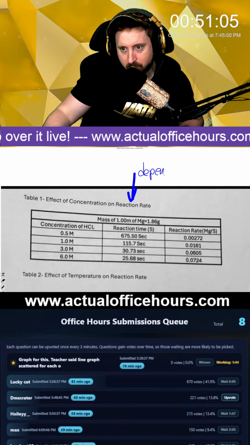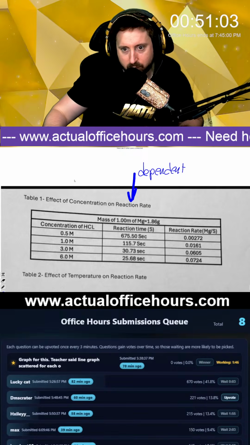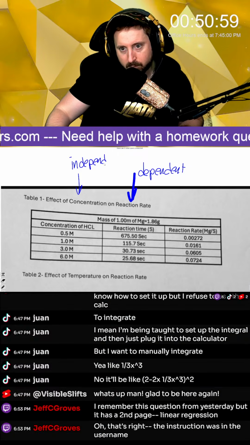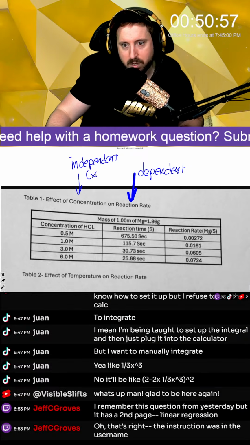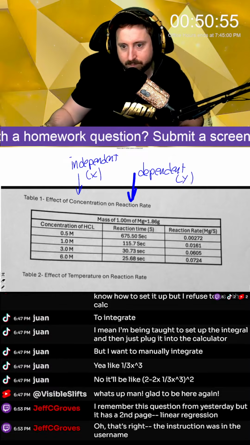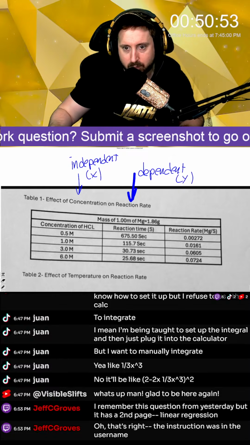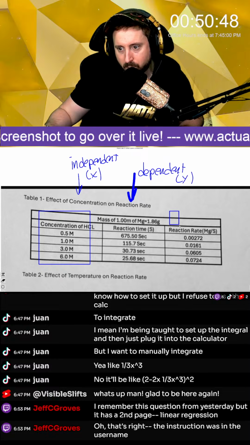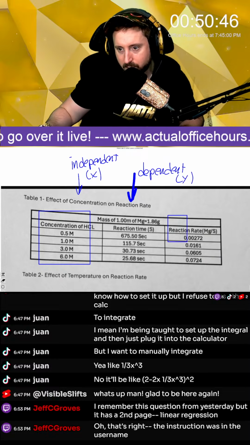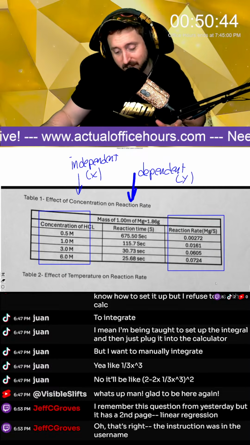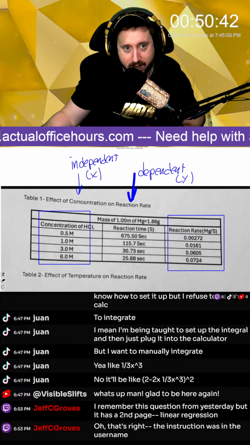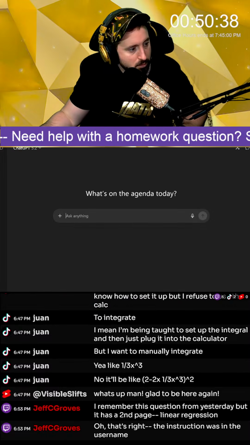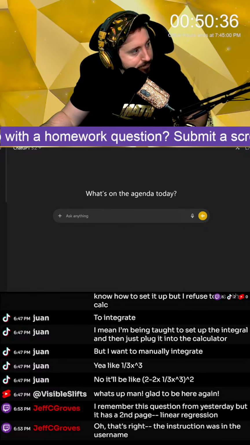Yeah, this is dependent, right? And then this is your independent variable. So this would be X, this would be Y, and then you can see from here, right? Concentration would be this column. Dependent variable would be reaction rate, which is this. So then if you want to graph it, this is where AI is nice, because I'm just going to grab the screenshots. A lot easier.